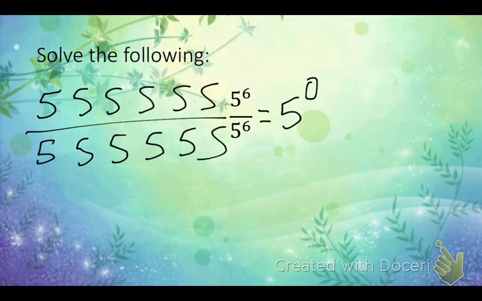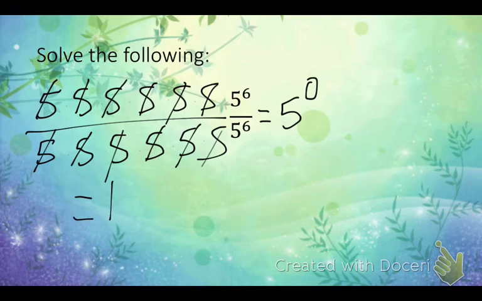If I were to simplify what I have here, my 5s can cancel because those would technically make 1. And I would keep doing that until you should notice that every 5 is going to cancel because there is the same amount of 5s on top as there are on the bottom. And so because of that, 5 to the 6 over 5 to the 6 is the same as saying 1. So when I have 5 to the 0, that equals 1.